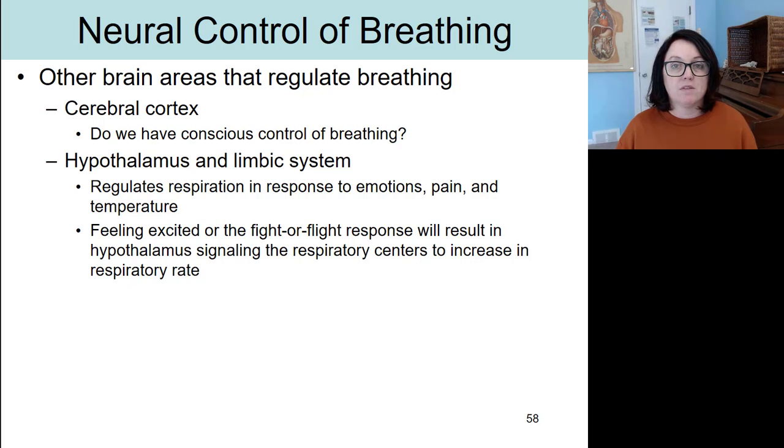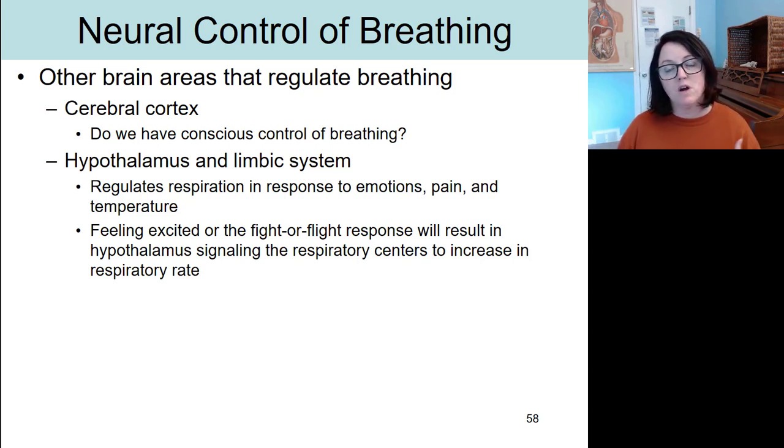Go ahead and hold your breath. That's conscious control of breathing, right? Your brainstem is involved with your everyday subconscious breathing, whereas your cerebral cortex is involved with your conscious control of breathing. When you meditate, you change how you breathe consciously, right? Or when you jump in the water and hold your breath, all of those are examples of using your cerebral cortex to control breathing.